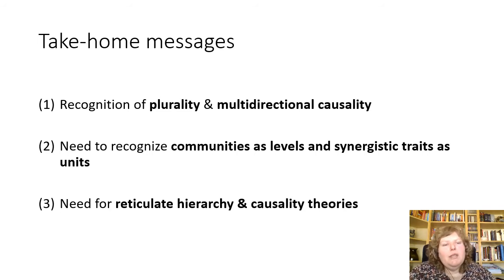And so take-home messages of today is that we need to recognize that there is a plurality and that there is multidirectional causality. So I'm not saying that the neo-Darwinian synthesis is wrong, far from it. I'm saying that we need to complement it with a view on reticulate evolution and also on reticulate causation. We need to recognize communities as levels and as synergistic traits, and these synergistic traits are units that evolve at that level. And we also need to recognize reticulate causality and hierarchy theories.